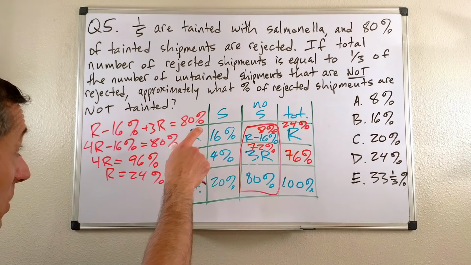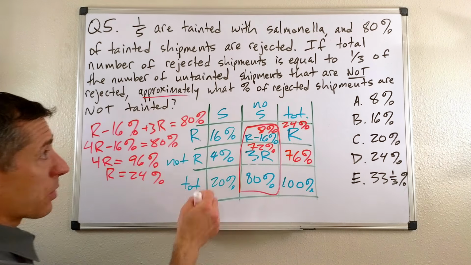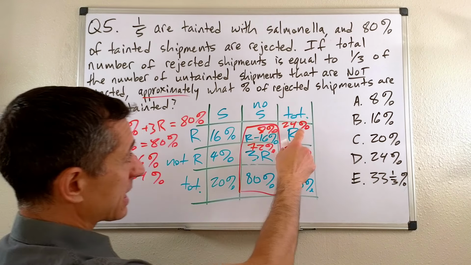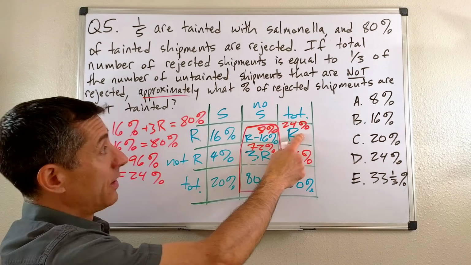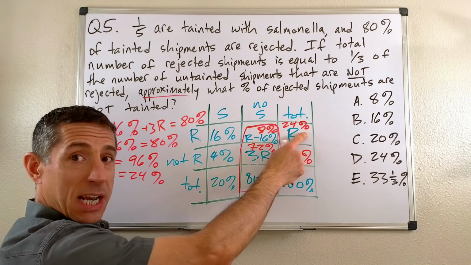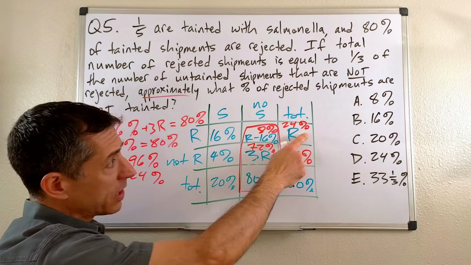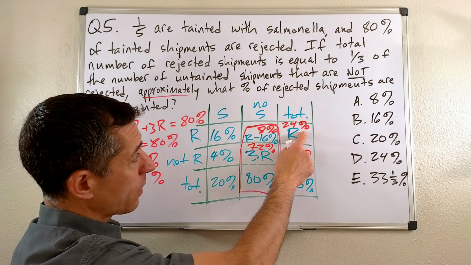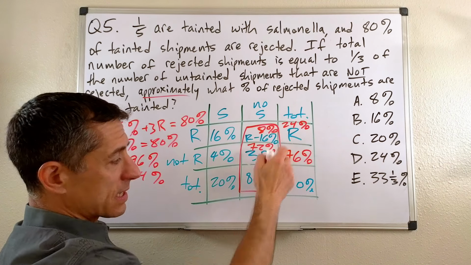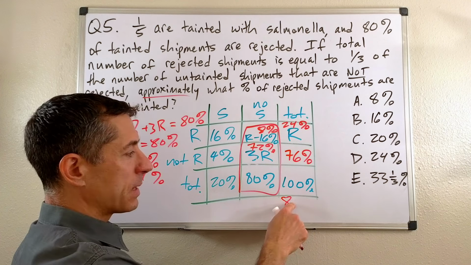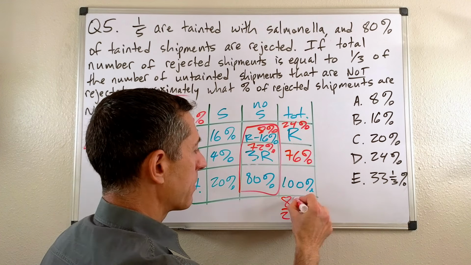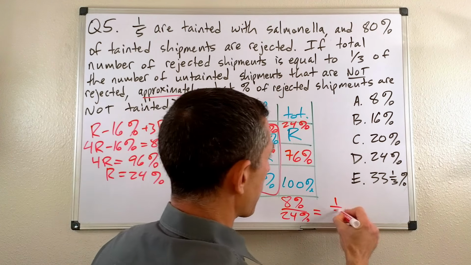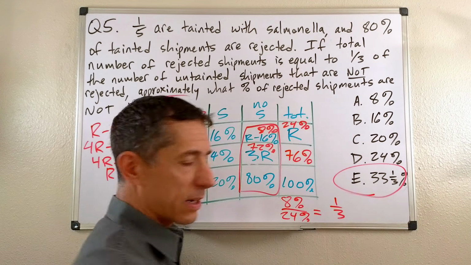Now, all we have to do is make sense of this. I always like the word approximately. What percent of rejected shipments are not tainted? How many rejected shipments are there? That's 24%. What percent of those are not tainted? We saw similar language in a question earlier. So 8% are rejected but not tainted, 24% total rejected. So just divide again: 8% divided by 24%, the total rejected. And that gives me 1/3, which is 33 1/3%.